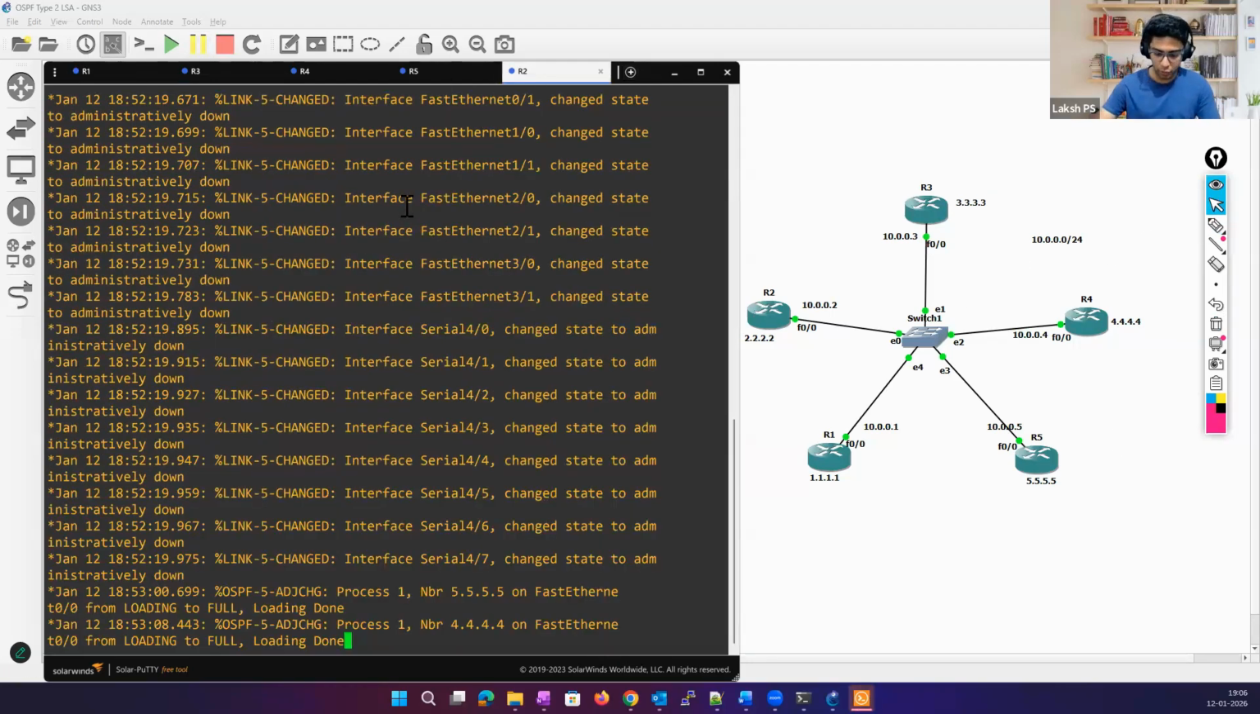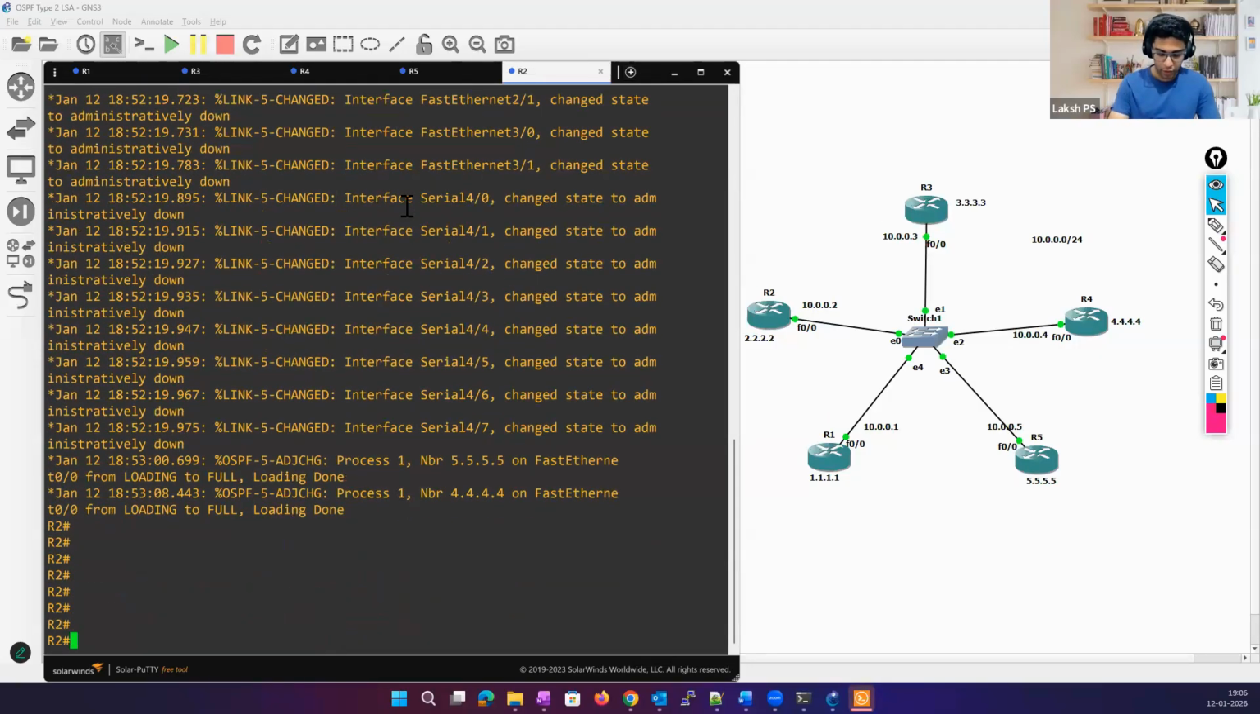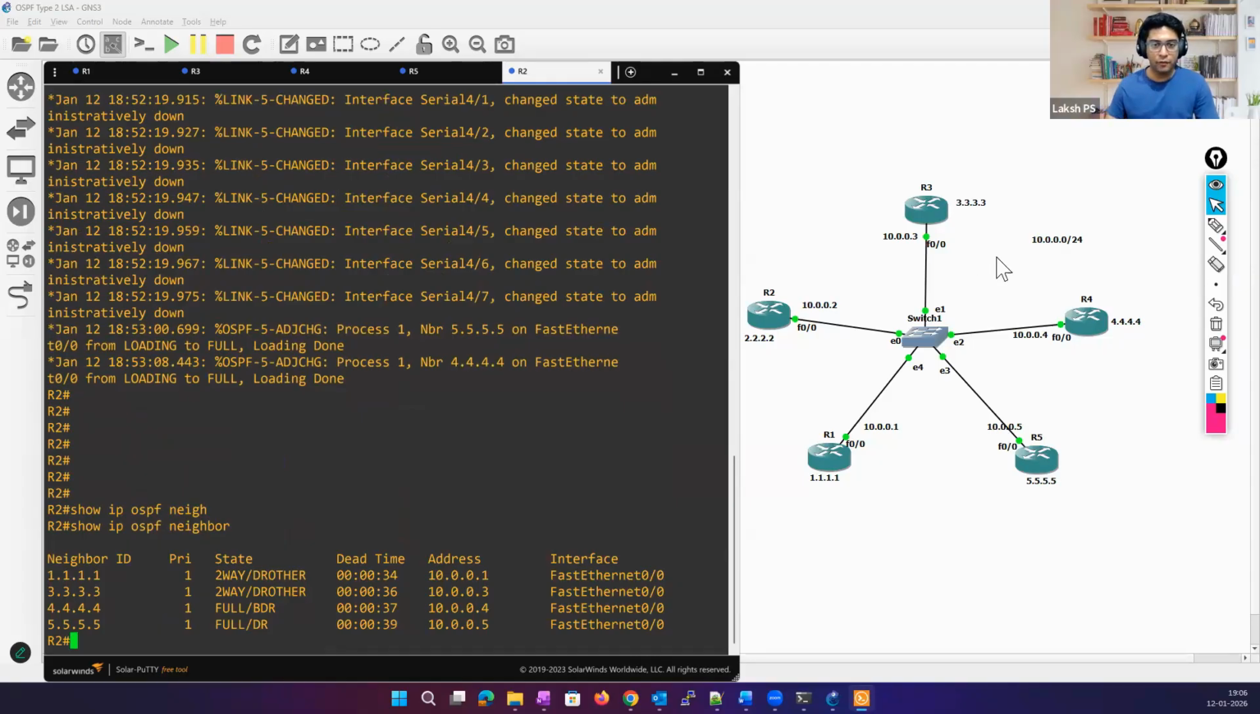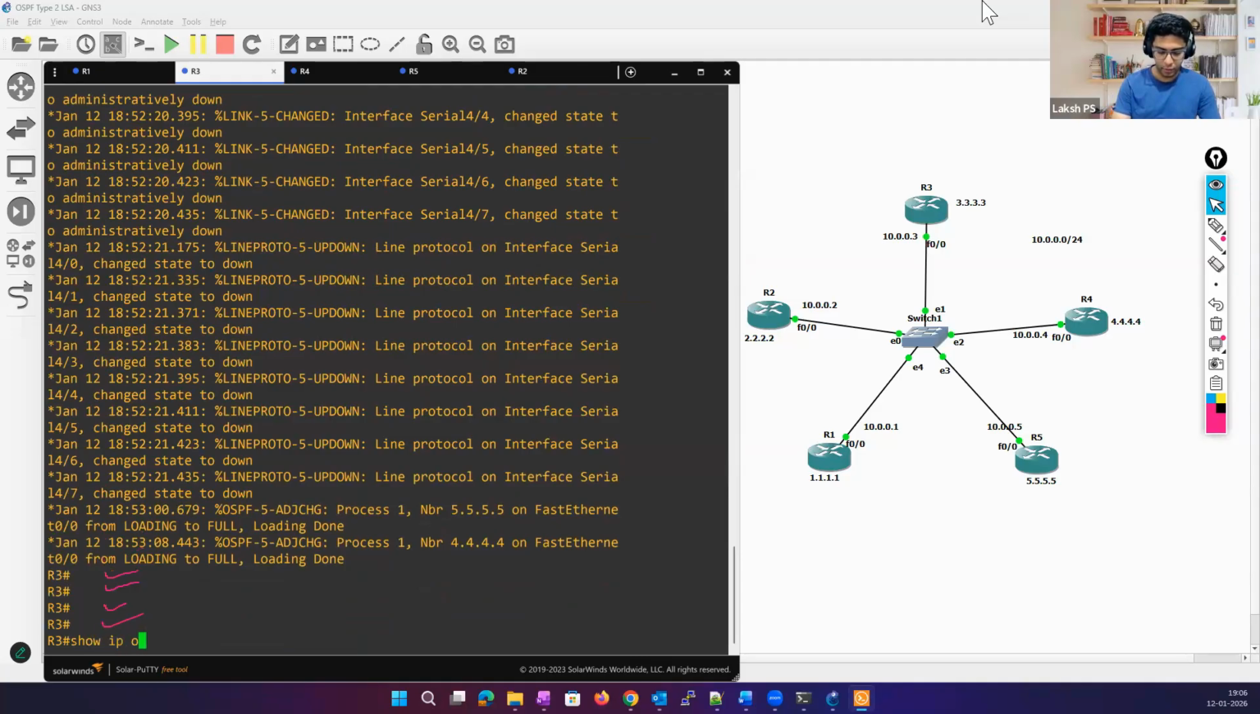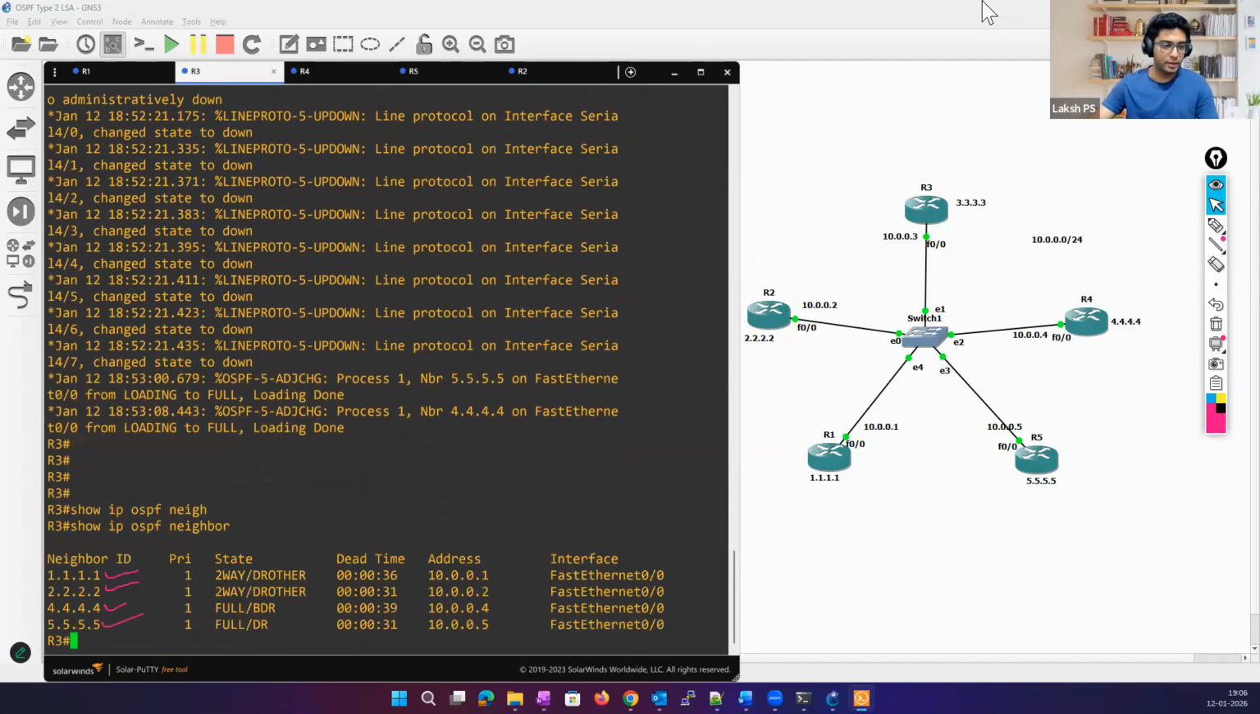Okay, so let's go on R2. Show ip ospf neighbors. You will see R2 has formed a two-way state with R1, a two-way state with R3, but a full state with R4 and R5. Similarly for R3 as well. Show ip ospf neighbors. We can see it has formed a two-way state with R1 and R2, but a full state with R4 and R5.